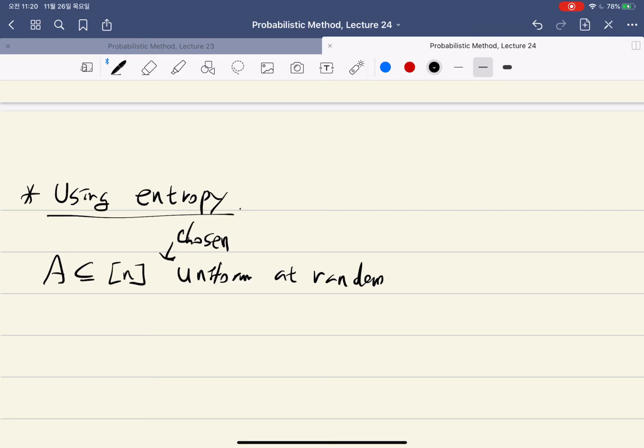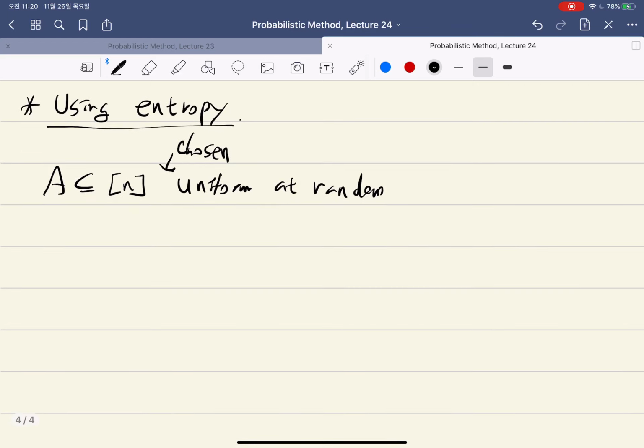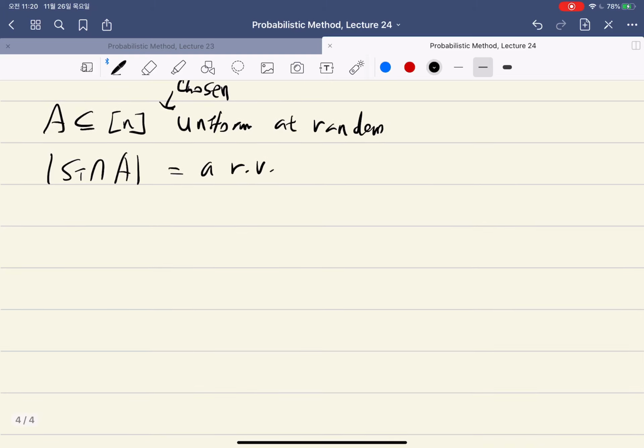Which is a probability distribution or random variable. And each of these is a random variable containing some information about this A. And as this has a distribution of binomial random variable. So let's say you consider a binomial random variable. What's the entropy of this?